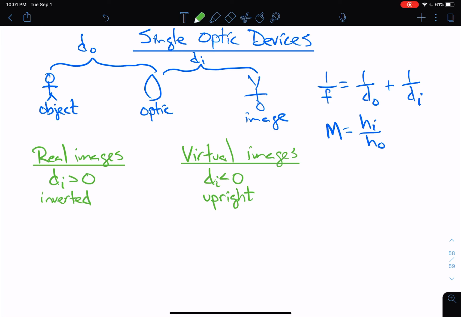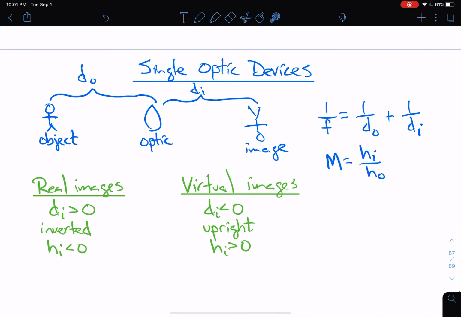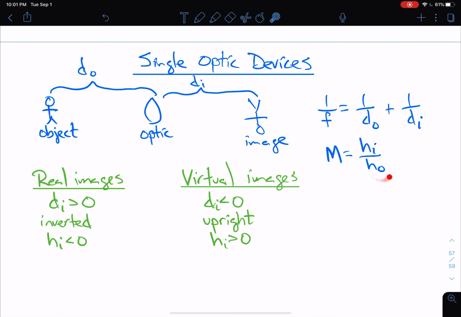Now, because real images are inverted, we say that their image height is negative. That's the convention there. And virtual images, because they're upright, we say their image height is positive. Now, looking at the formula for magnification, the object height, basically by definition, is always positive. And I should mention the object distance is always going to be positive for a single optic device as well. Okay. But anyway, the object height, always positive.